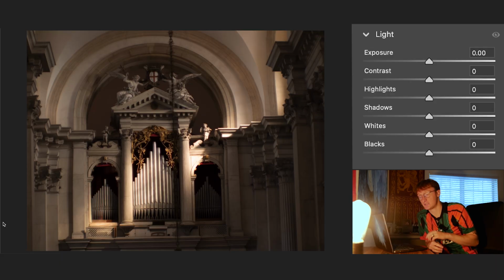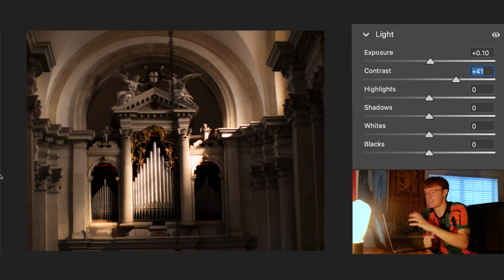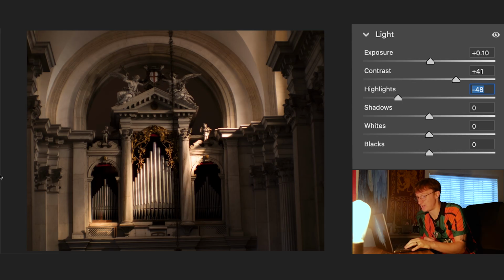Now we're in a church and there's this beautiful organ, these pipes coming up with the light very motivated here. There's clearly a window behind these columns, which is super nice. So I'm going to up the exposure by 0.1, just a smidge, and up the contrast, of course, which is going to take away a lot of that bland aspect of the image already just by doing that. Drop the highlights by -48, by quite a bit.